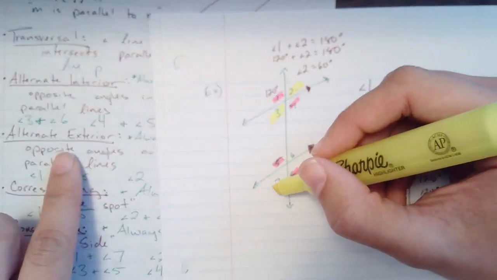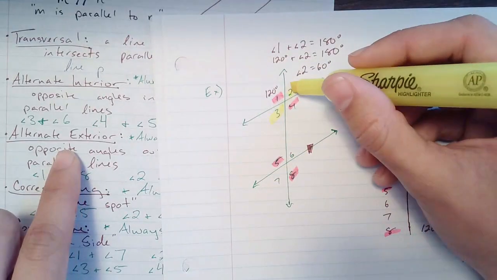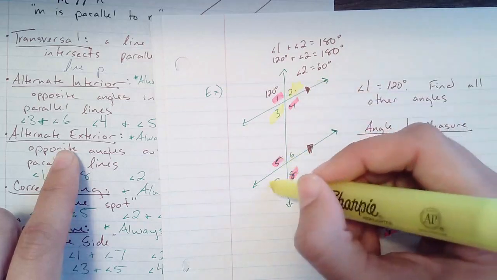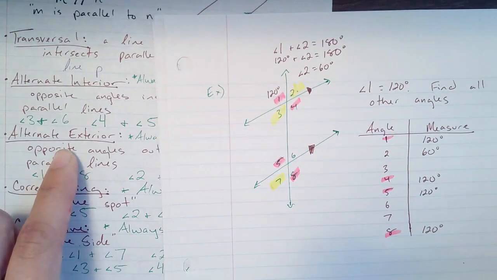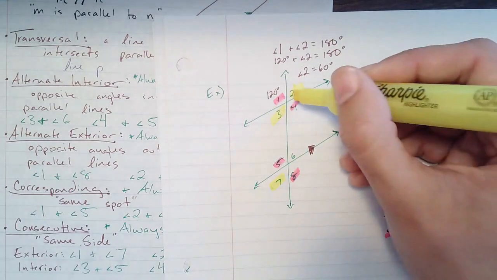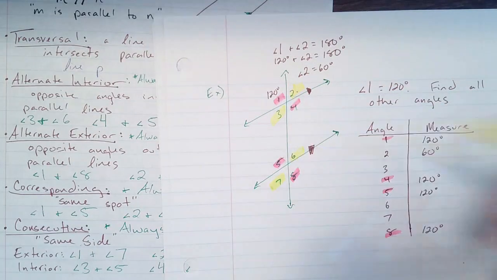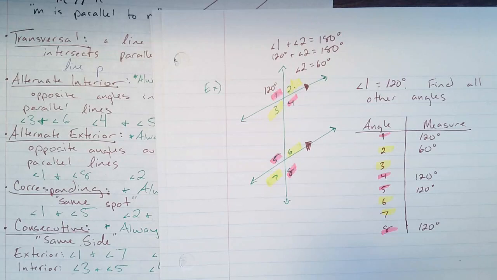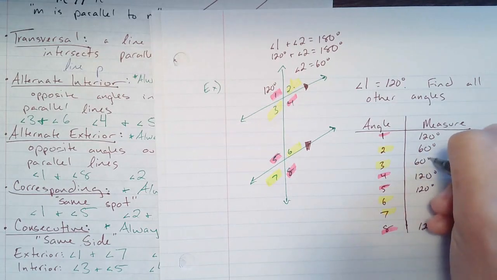And then the last thing we talked about was consecutive, and we don't have to use that much, but 3 and 5 are consecutive interior. Look, 3 is 60 degrees, 5 is 120. They are supplementary, and you can see that they do add to 180 degrees.